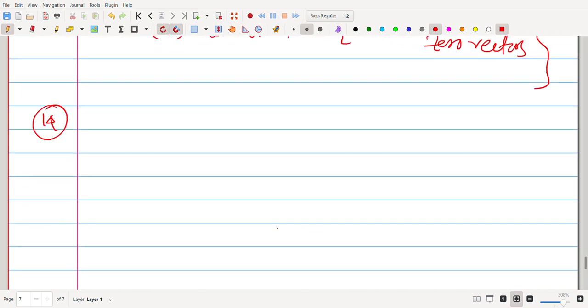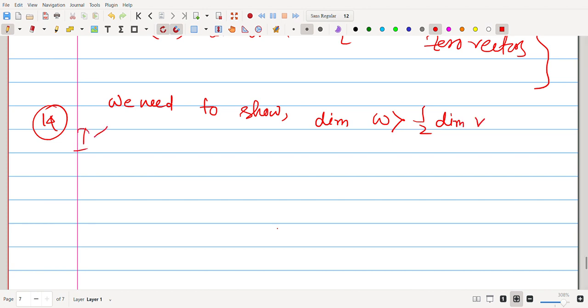What about question number 14? So V is a finite dimensional vector space over R and W a subspace of V. Then for every linear automorphism T from V to V, a linear isomorphism, W intersection T of W is non-empty. Then I need to show that dimension of W is greater than half times dimension of V. So if not, say dimension of W is less than or equal to half times dimension of V.